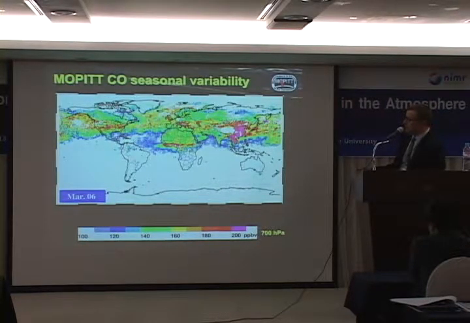Here's a global map of carbon monoxide showing the global distribution in March. And you can see here that we have a large amount of carbon monoxide in the northern part of the globe in the early part of the year, and this is due to the fact that there's very little photochemistry going on during the early part of the year, and during this time the carbon monoxide builds up in this part.